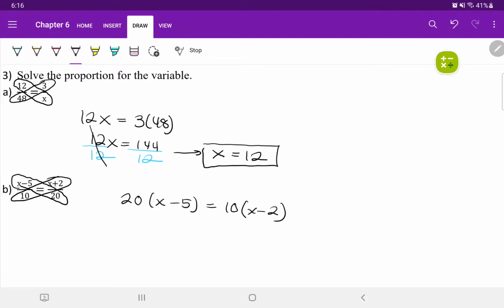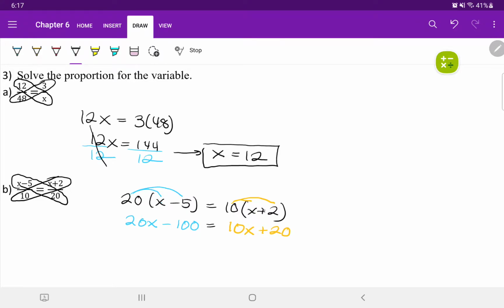Next, we're going to use what is called distributive property. The 20 is being multiplied to the x and the minus 5. So I'm going to represent that. 20 times x is 20x. 20 times negative 5 is negative 100. And we're going to do the same thing for the right side. The 10 is being multiplied to, that should be a plus 2, by the way, because it is a plus 2 over here. Just stating that. So that's going to be 10 times x, which is 10x. 10 times positive 2, which is positive 20.